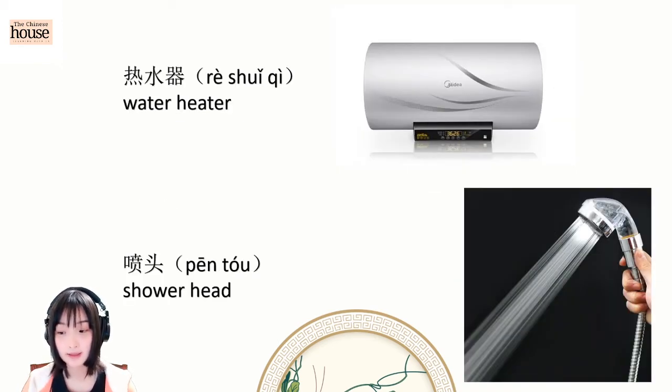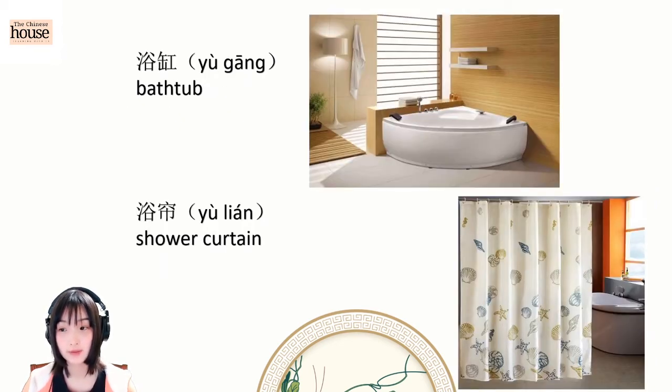And then we have shower head. 喷头. 喷 first tone. 头 second tone. 喷头. And then bathtub. 浴缸. Right after me. 浴缸. 浴 fourth tone. 缸 first tone. 浴缸.